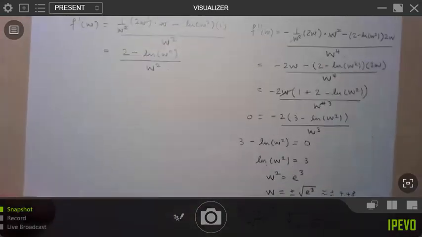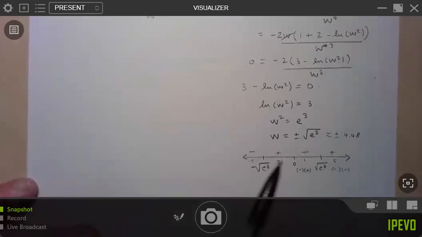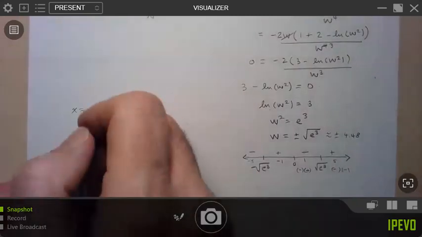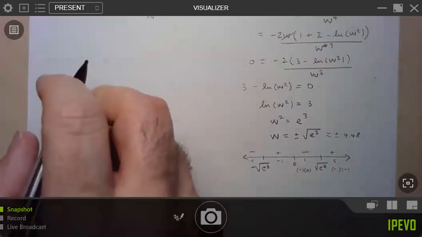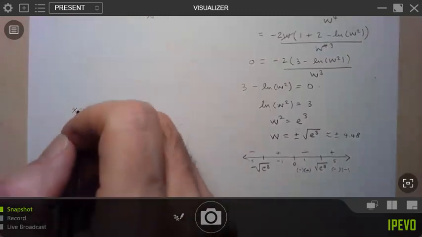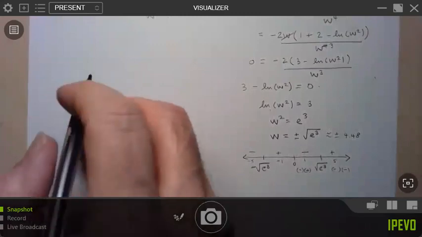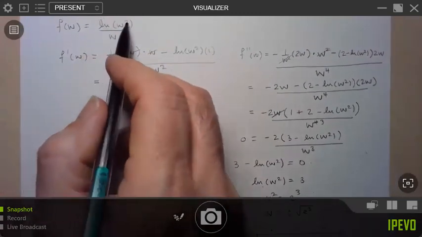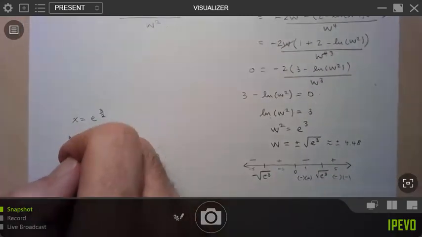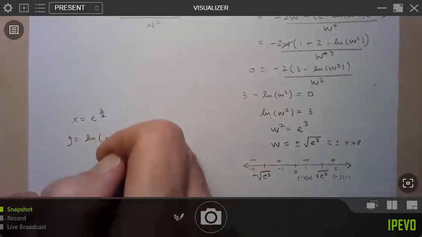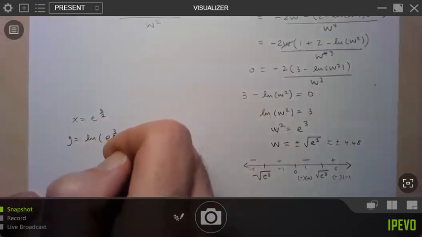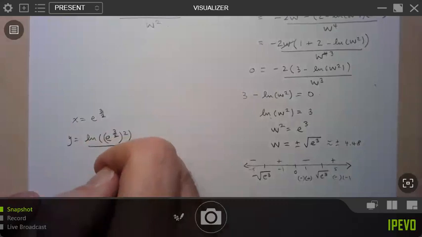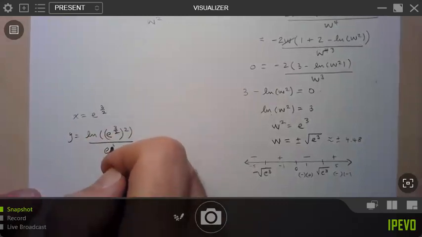Okay, so I'm running out of room here, so I'm going to do it here. So I have x equals, I think e to the 3/2 will be easy when we stick it into our equation. So e to the 3/2. And now what is our equation? It's ln of w squared. So ln of (e to the 3/2) squared all over e to the 3/2.